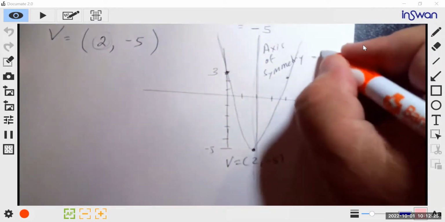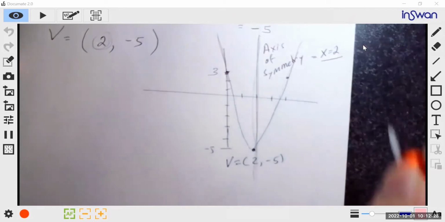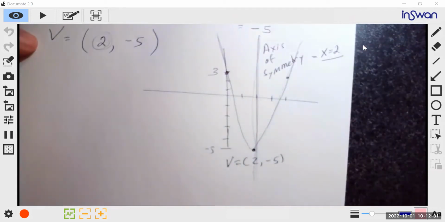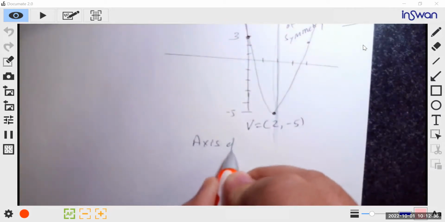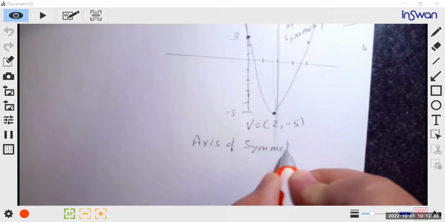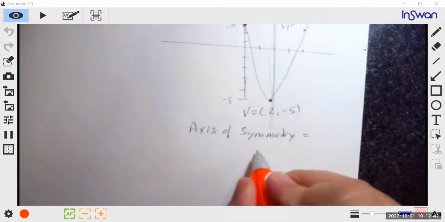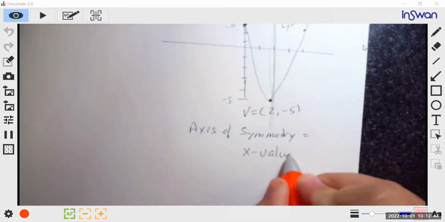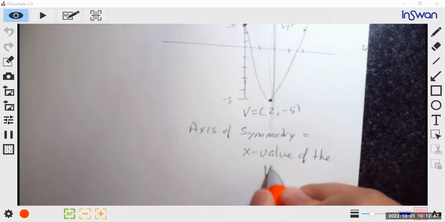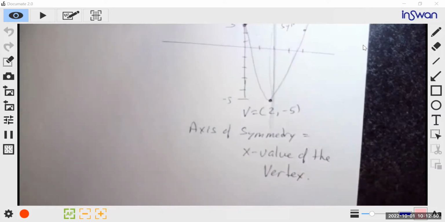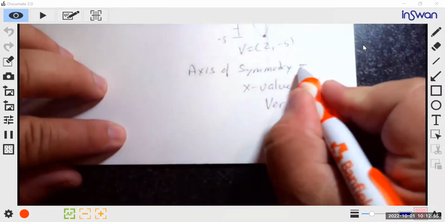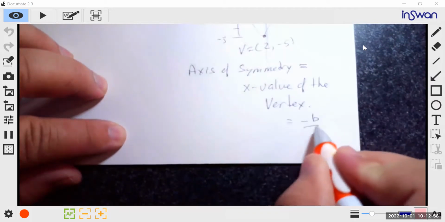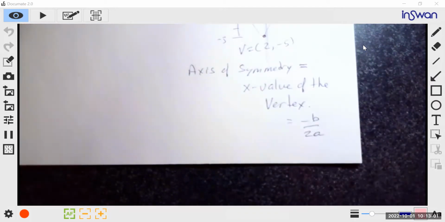It's simply the X value of the vertex. The axis of symmetry is equal to the X value of the vertex. So you can simply say negative b over 2a. That's going to be the axis, or x equals negative b over 2a.